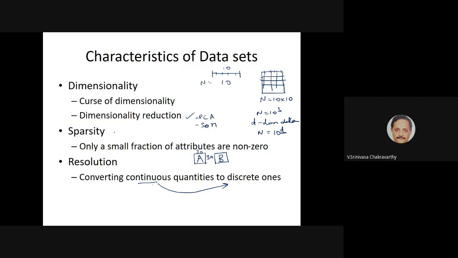Now, characteristics of data sets. Suppose we are looking at only a data object which has only quantitative data. Then it's like a vector, right? So, the moment you have a vector, it has certain important properties like dimensionality. What's the dimension of the vector?